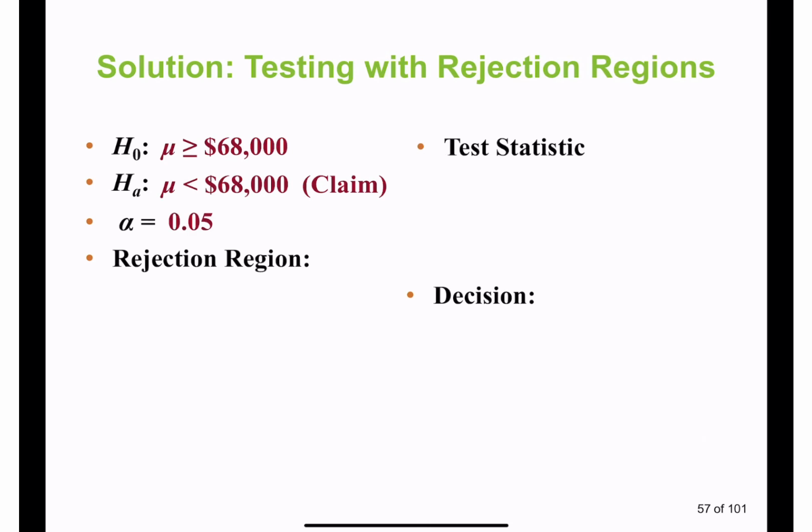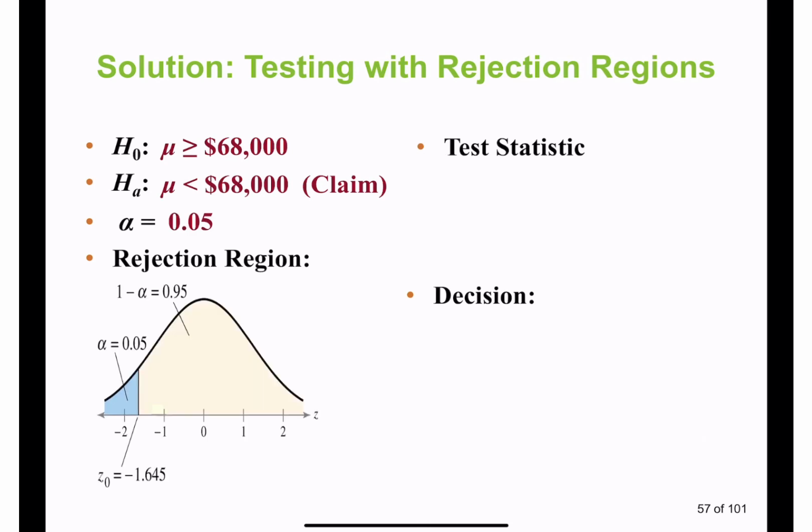Alpha 0.05, rejection region. Like I said, we are not dealing with the p-value, but with the given alpha. We are going to get the z-score for alpha. If alpha is 0.05 and it's a left tail, we don't need to split alpha. So on the z-score table, you have to find 5% and it will match z-score negative 1.645.